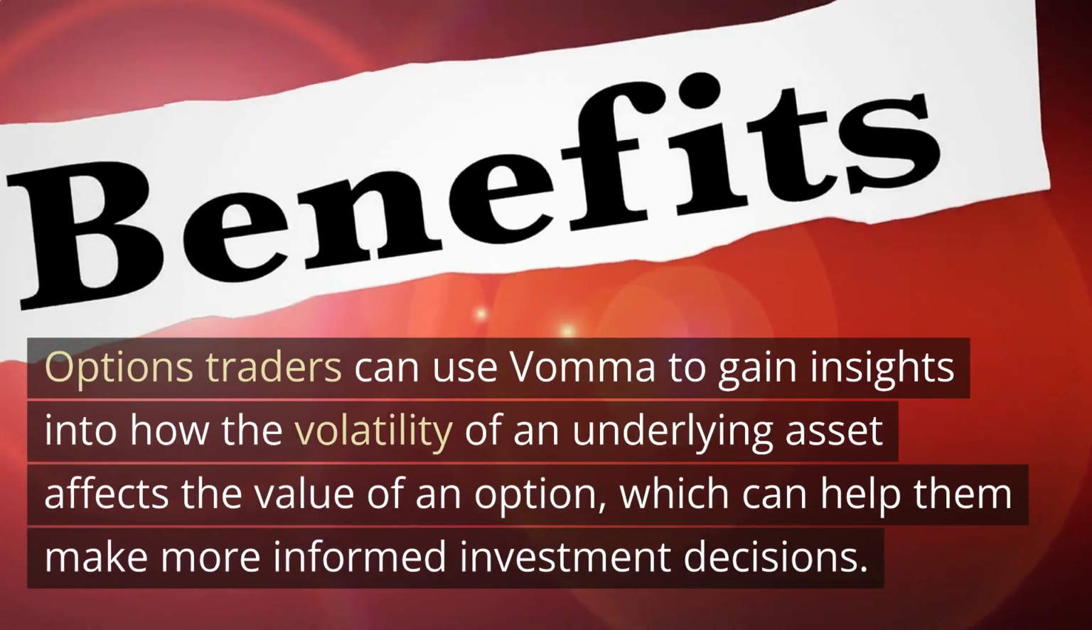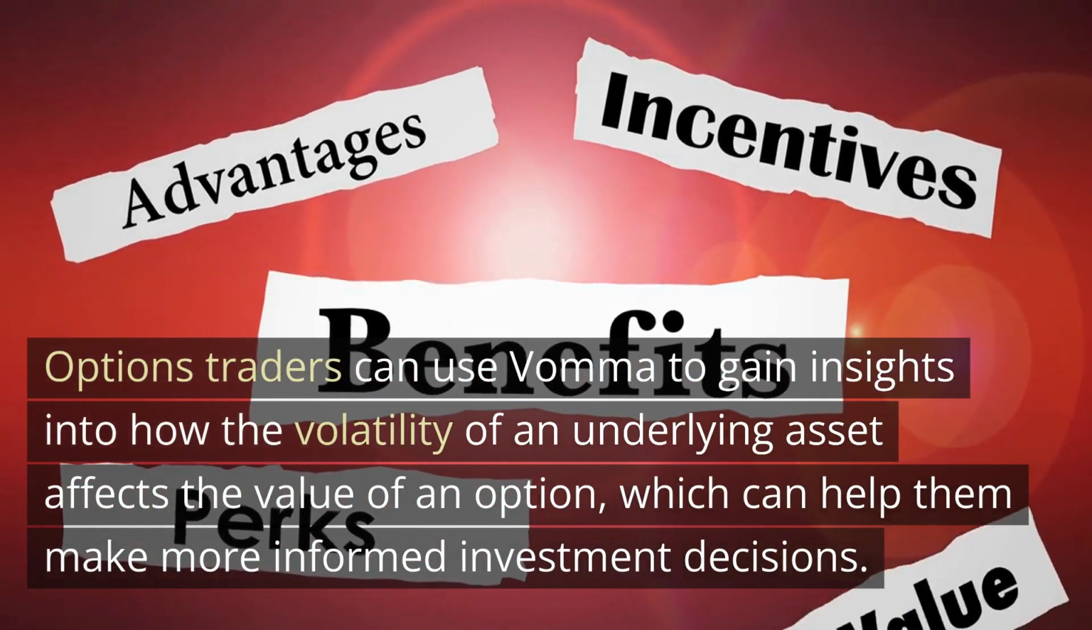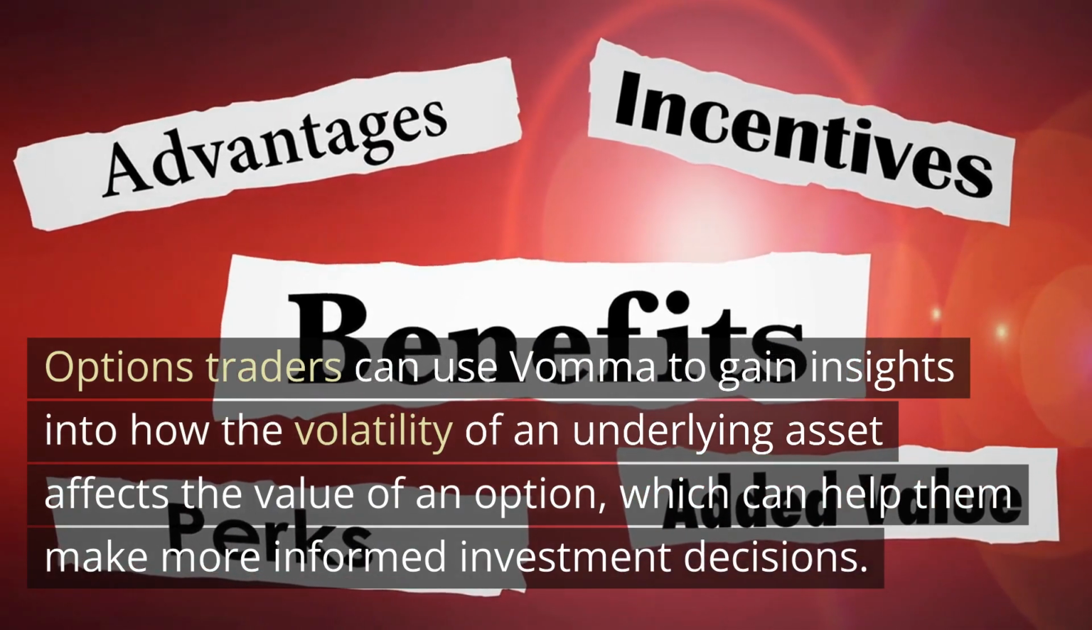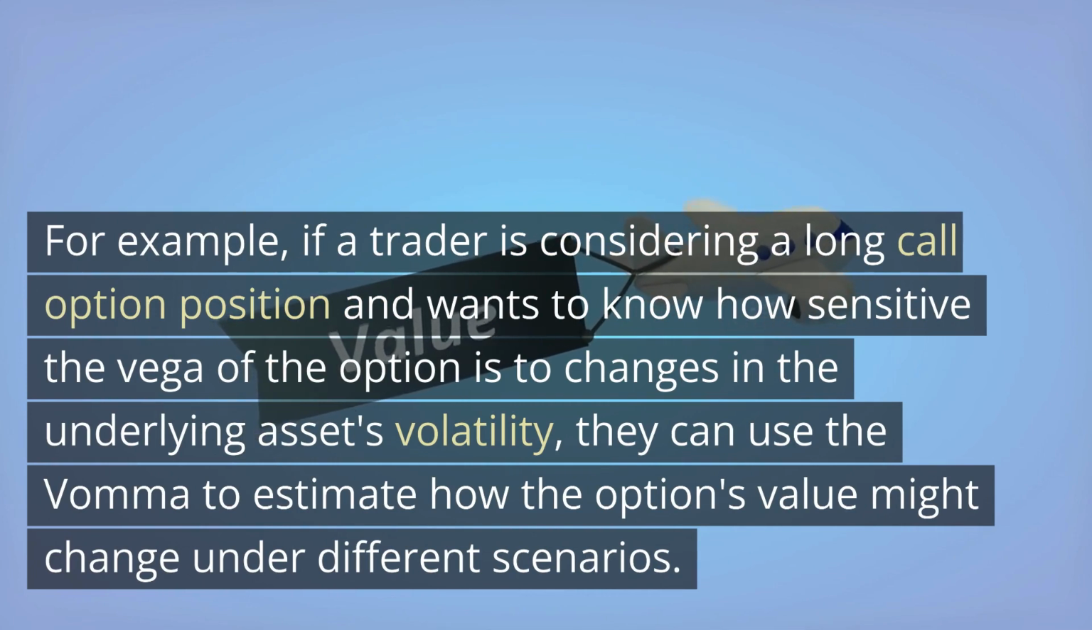Options traders can use Vomma to gain insights into how the volatility of an underlying asset affects the value of an option, which can help them make more informed investment decisions. For example, if a trader is considering a long call option position and wants to know how sensitive the vega of the option is to changes in the underlying asset's volatility, they can use the Vomma to estimate how the option's value might change under different scenarios.